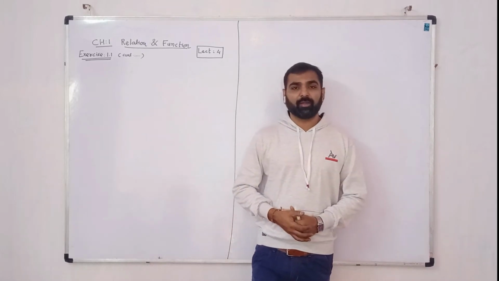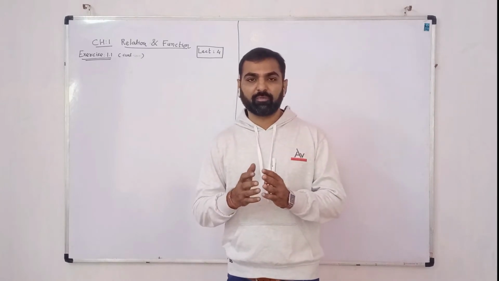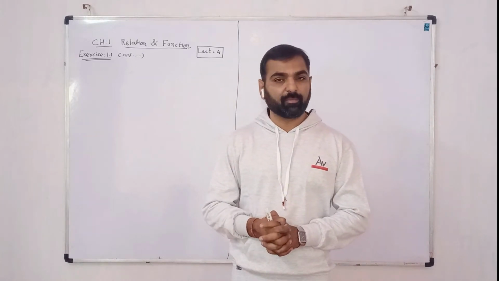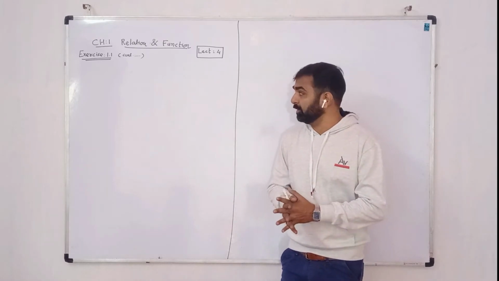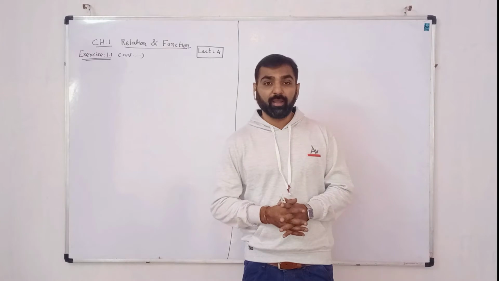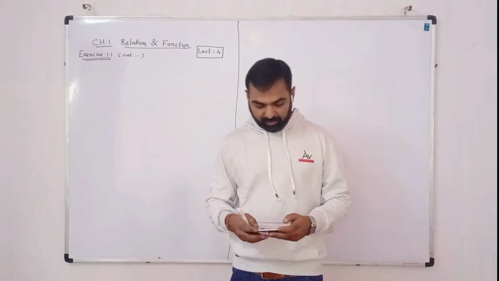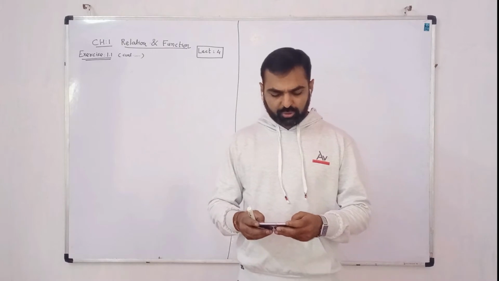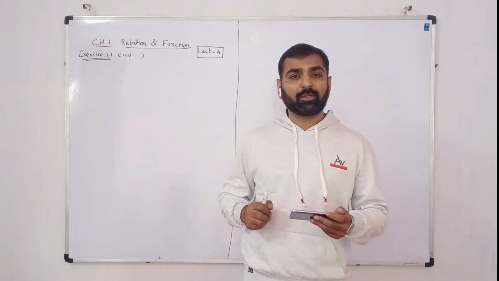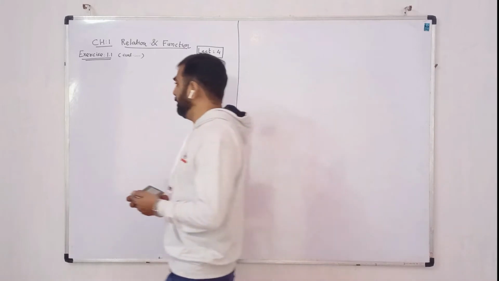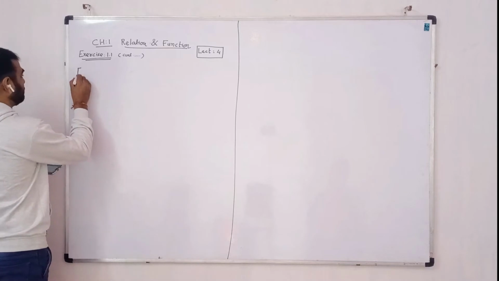Chapter number 1, relation and function. We just completed question number 1 to 7 in exercise number 1.1. So let me continue from exercise number 1.1, question number 8. What is given in question number 8? It is given: show that the relation R in the set A = {1, 2, 3, 4, 5} given by R is an equivalence relation.